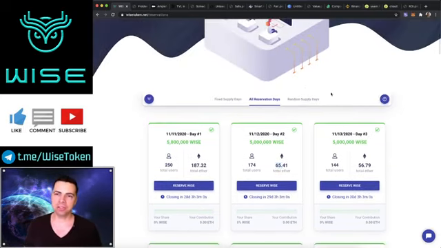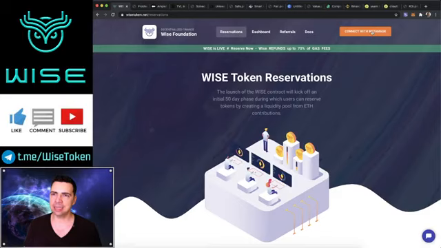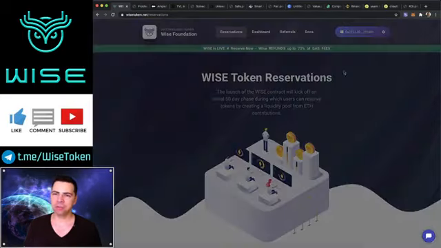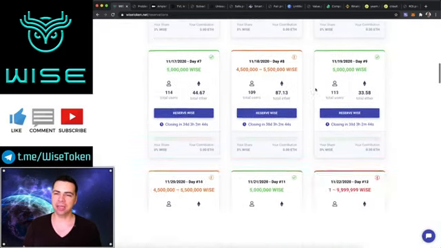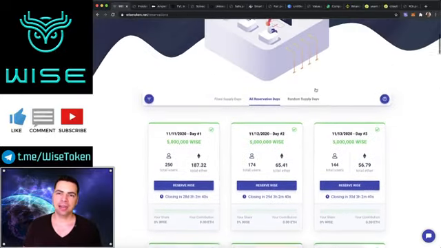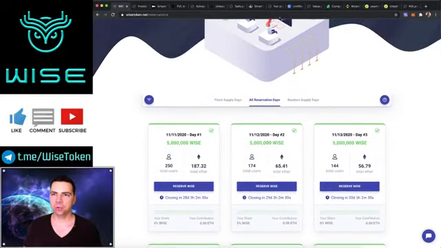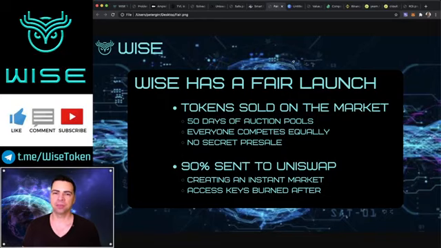And if you want to just avoid the headache, well, it's really easy. You can just connect your MetaMask, and then you do reserve Wise, and then you can just do select all days. Boom, you can put in however much you want to put in, and it spreads it out all over 50 days. And so you will get the average price. So that's how Wise's launch works, and that is a fair launch. That means everybody has an equal chance, and it's being sold at market price rather than having these unfair advantages.